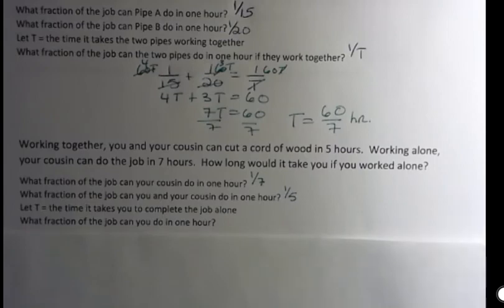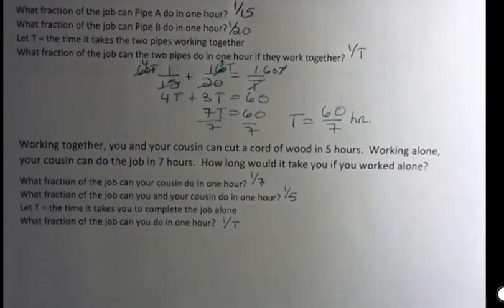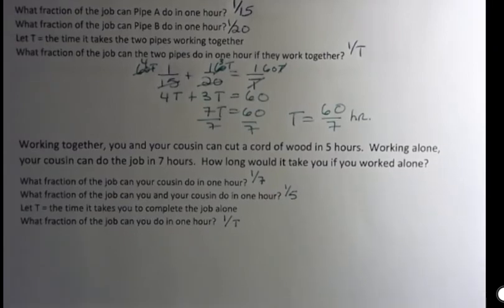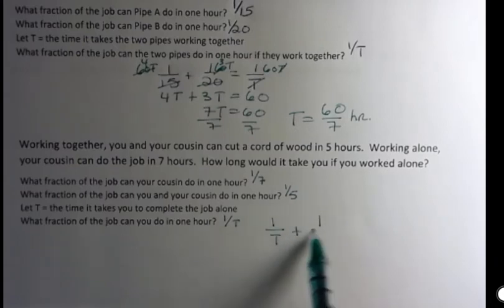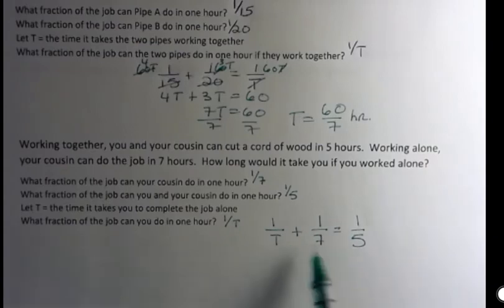Again, just like the last one, if we know it takes T time, in 1 hour we're getting 1/T of that job done. This one's a little different because we're adding together what you and your cousin can do, and we're setting it equal to what you do together. So be careful here. It's actually 1/T plus 1/7 equals 1/5. So together, your two times together equals what you're getting done in 1 hour. The least common denominator for that is 35T.